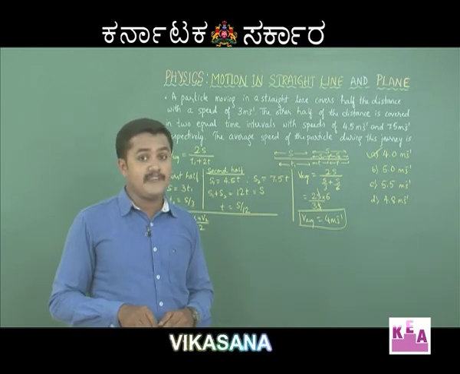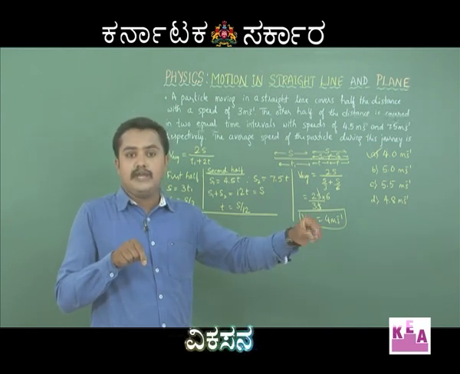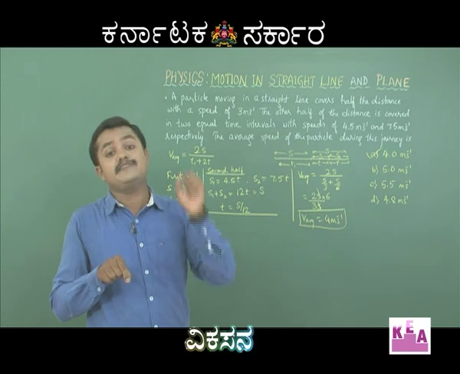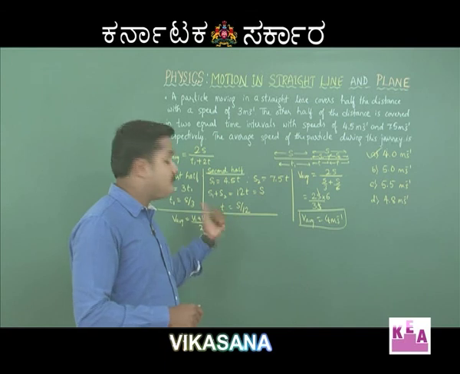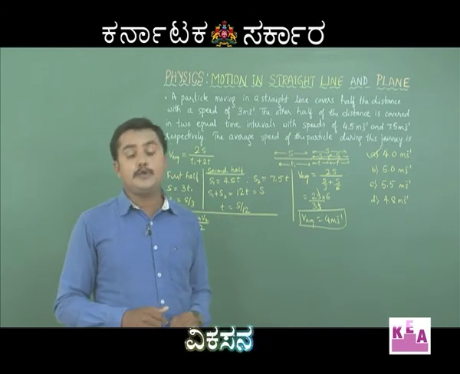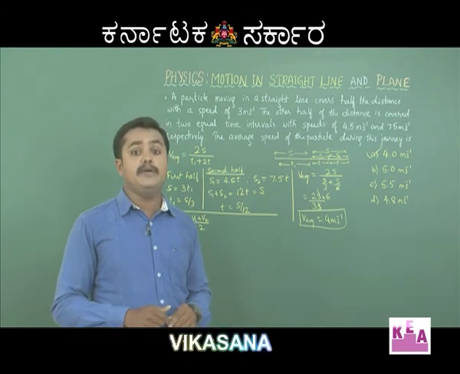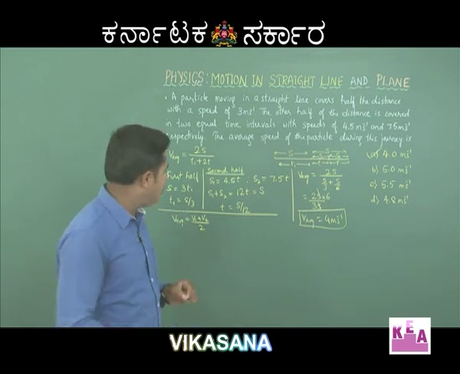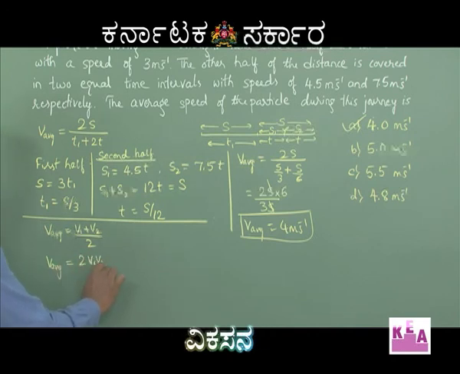I will explain the problem once again. The body goes from A to B with velocity V1 and comes back to A with a velocity V2. Then what is average speed? In this case, (V1 plus V2) by 2 will not work. Here the formula to be used is V average is equal to 2 V1 V2 divided by (V1 plus V2). Remember this formula: V average is equal to 2 V1 V2 divided by (V1 plus V2).